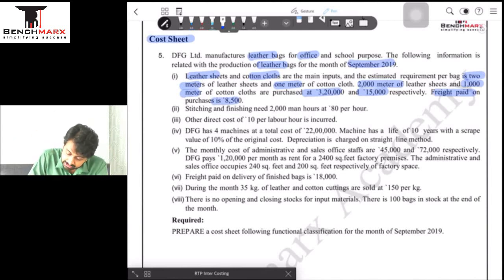ठीक है, स्टिचिंग एंड फिनिशिंग इज सो एंड सो मैन आवर्स एट सो एंड सो, दिस अपीयर्स टू बी अ डायरेक्ट कॉस्ट. सो डीएम, डीएल एंड स्टिचिंग कॉस्ट अपीयर्स टू बी अ डायरेक्ट कॉस्ट, प्राइम एलिमेंट्स ऑफ कॉस्ट इन दिस क्वेश्चन. अदर डायरेक्ट कॉस्ट इज 10 पर लेबर आवर, जितना भी आवर्स होगा इंटू 10 कर देंगे, एंड लेबर आवर्स तुम्हें यहीं से मिलेगा 2000 स्टिचिंग से.